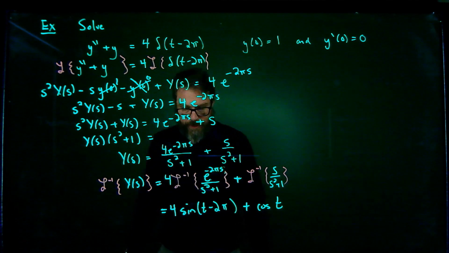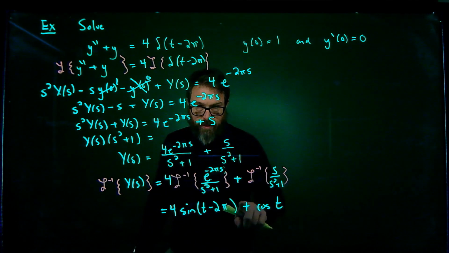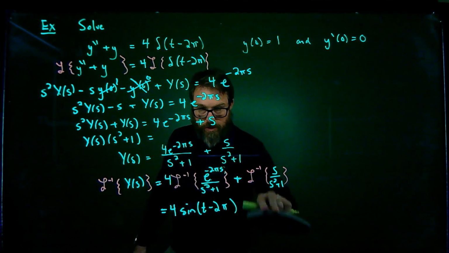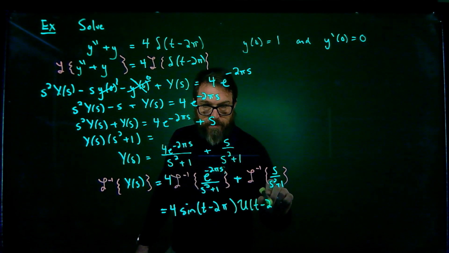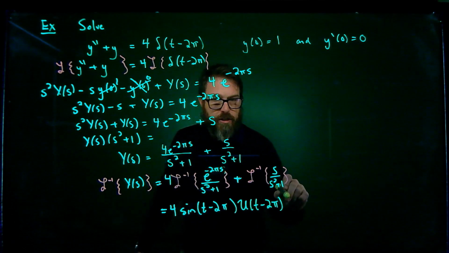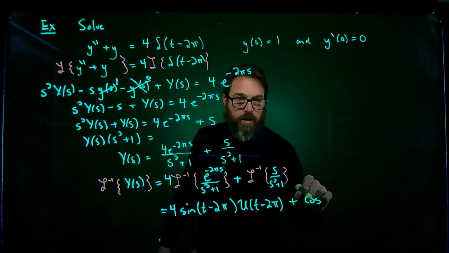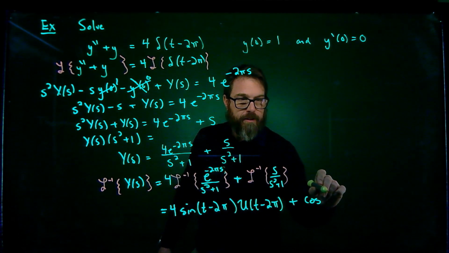Now, oh, I forgot to multiply this by that unit step function, and it also turns on at that spot, so t minus 2 pi. And this is, of course, plus the cosine of t.